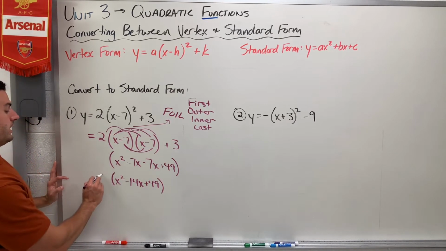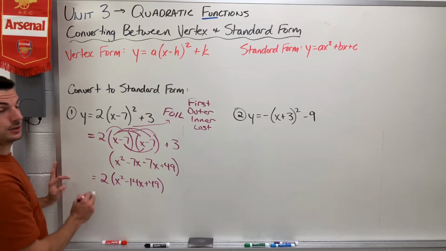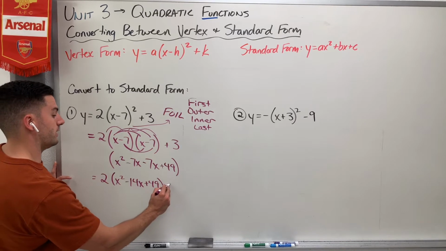Okay, and then again, I have this 2 that is out front here. That didn't change yet. I didn't distribute that yet. And I have this plus 3 at the end.